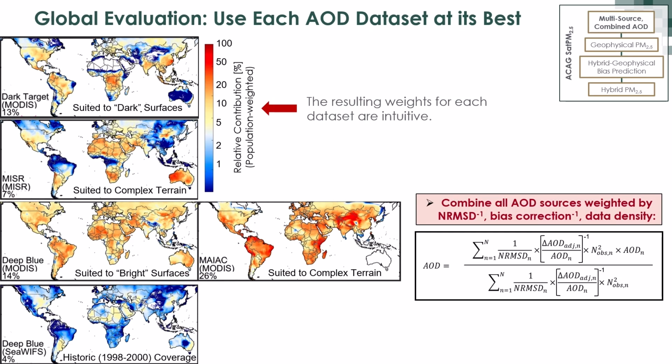This equation can be evaluated anywhere in the world, which gives us the overall weighting factors for each retrieval shown here, which provide a measure of the relative local amount of uncertainty for each AOD retrieval. What's encouraging about these results is that these spatial features make intuitive sense based on an understanding of each AOD data source. You can see, for example, dark target contributing heavily over more vegetative regions, deep blue over many of the so-called brighter surfaces, and MAIAC contributing most over some of the more complicated conditions.